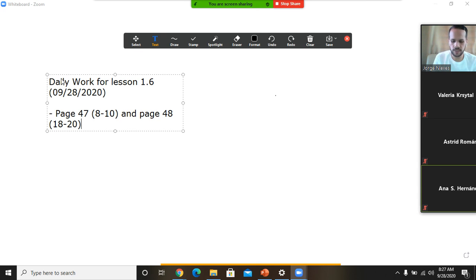We're going to use these formulas that we saw today, the distance formula, and we also can use the Pythagorean Theorem. Any question?